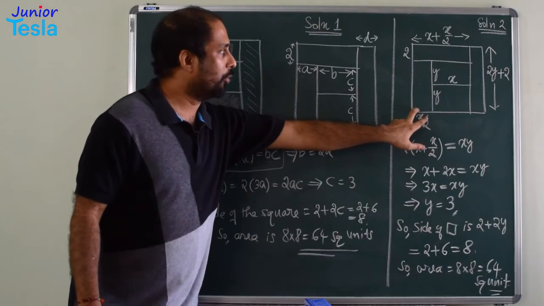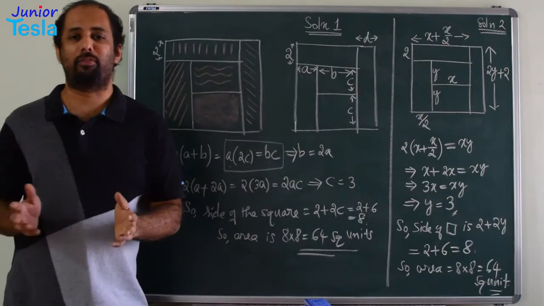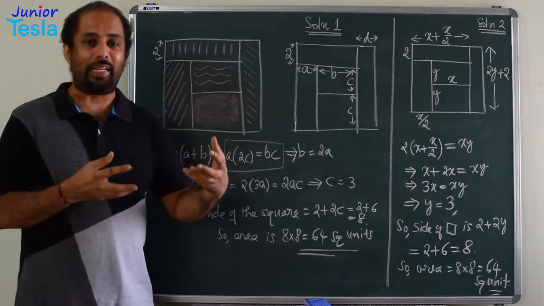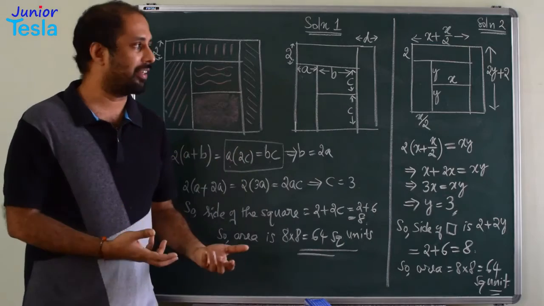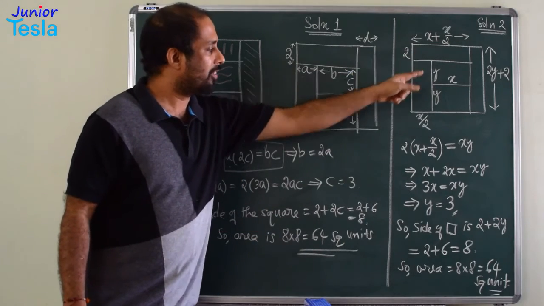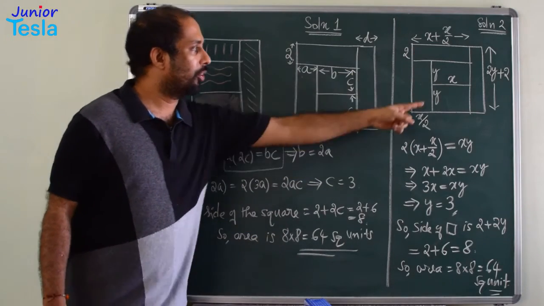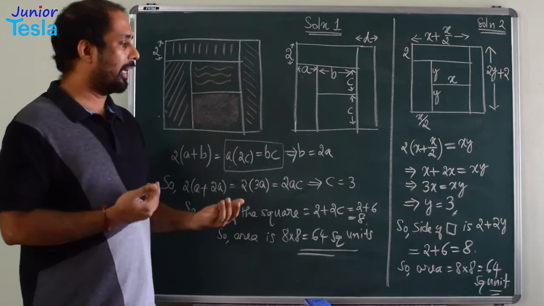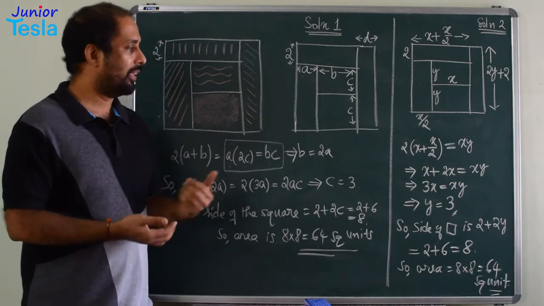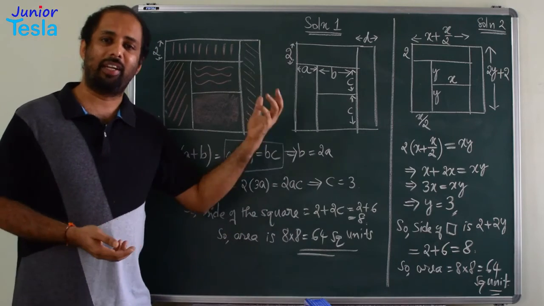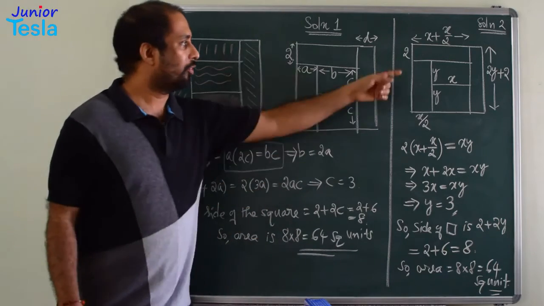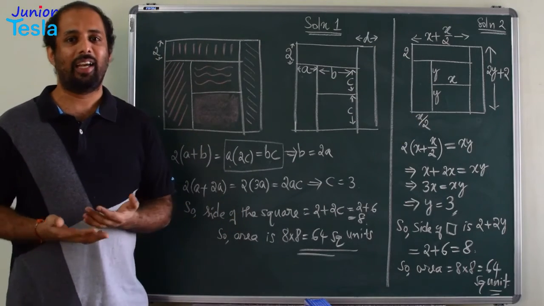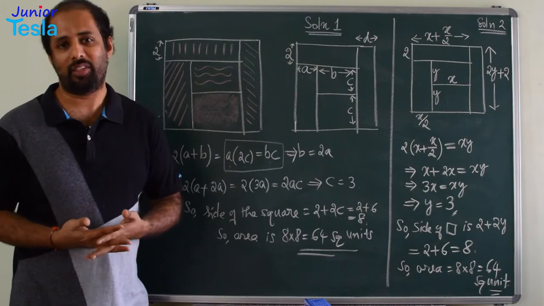Now if this is x by 2, then the total length will be x plus x by 2. Now again we are going to use the same technique here. We are going to write the areas of these regions in terms of x and y. If we take this region, it is 2 times x plus x by 2, that is equal to this region, that is equal to xy. Now if you compare them and simplify them, you will get y is equal to 3. If you know the value of y, then you can tell what is the total length of the square. So it is 2 plus 3 plus 3, which is equal to 8. Therefore the area of the square is 8 squared, which is equal to 64 square units.